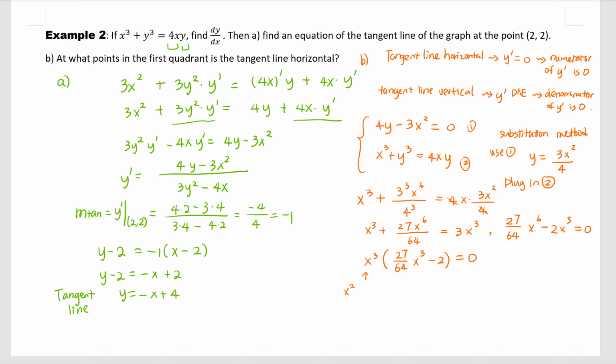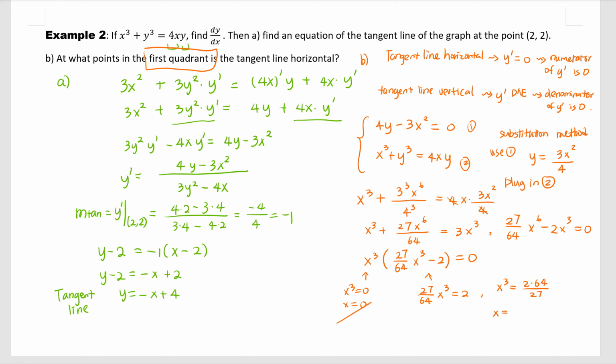So here x cubed is 0, we get x is 0. But we are looking for the first quadrant, so rule out this case, because x is 0 is not in the first quadrant. Well, then let's look at this one. 27 over 64 x cubed minus 2 is 0. We can move the 2 to the other side. Then x cubed is 2 times 64 over 27.